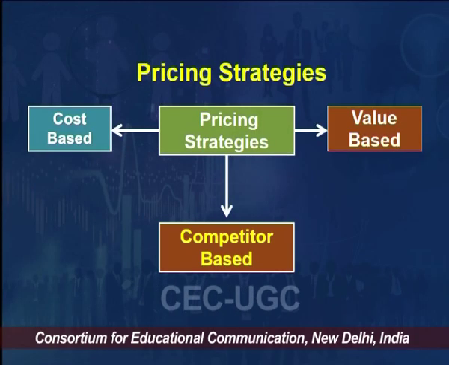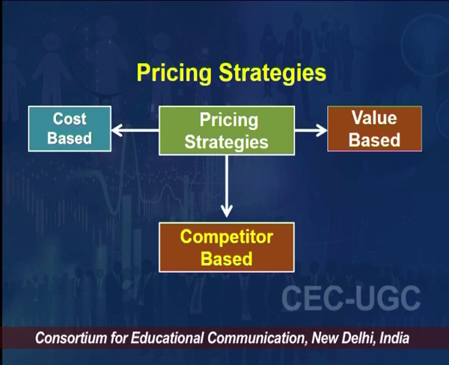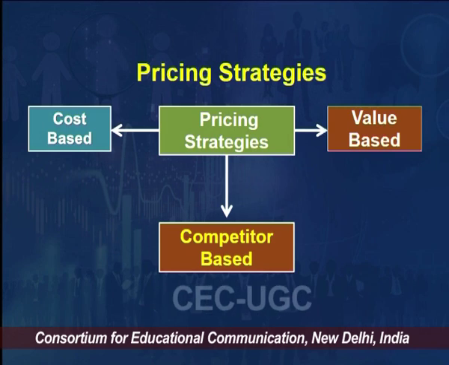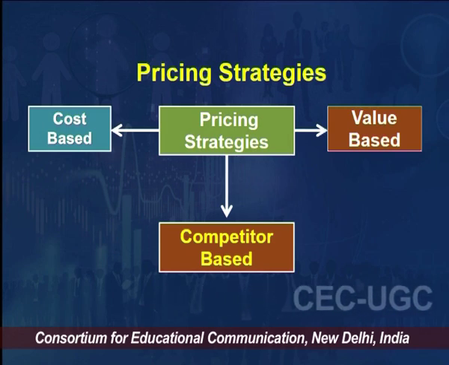Pricing strategies can be cost based, value based, or competitor based, depending upon your orientation. As a marketer, you have to decide whether you want to combine all three. Nowadays marketers are combining all three. They are not only cost based but also value based, and they also keep in mind what their competitors are doing. So it is a multi-dimensional strategy.